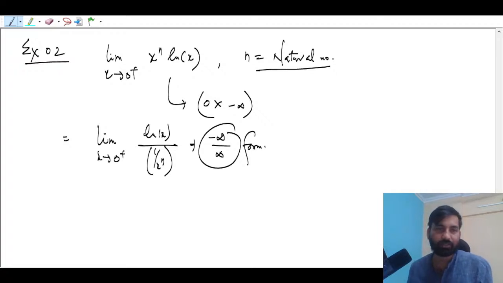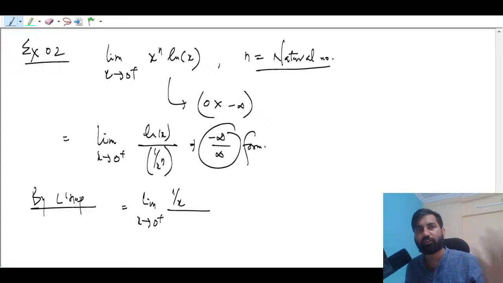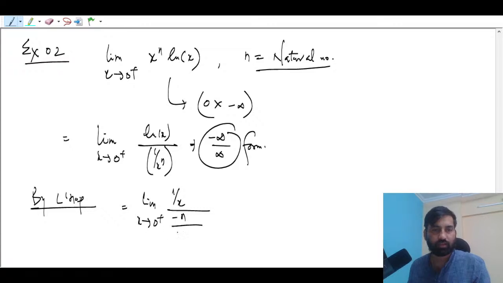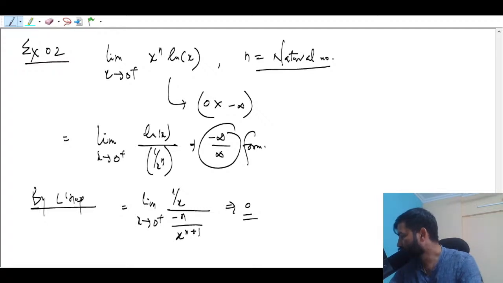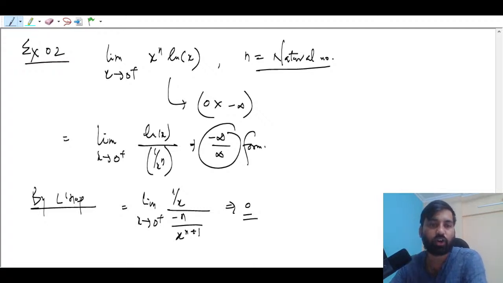So you can apply L'Hopital. By L'Hopital, we have to differentiate. So that is 1 by x, the derivative of ln x, and the derivative of the denominator is minus n upon x to the power n plus 1. Now if you plug in 0, it will give you 0 only. So the answer for this question is 0. I believe this is fine, guys, and you can solve it easily.